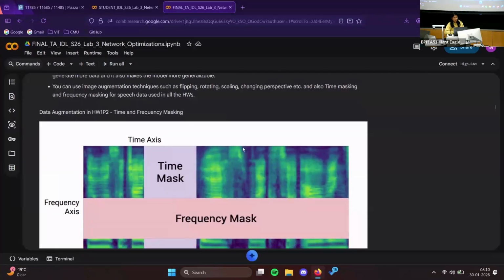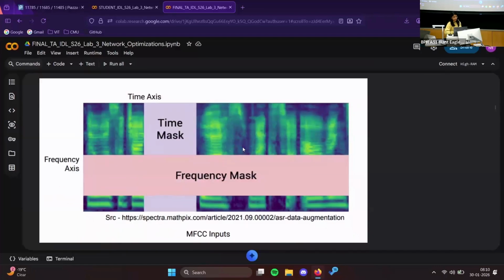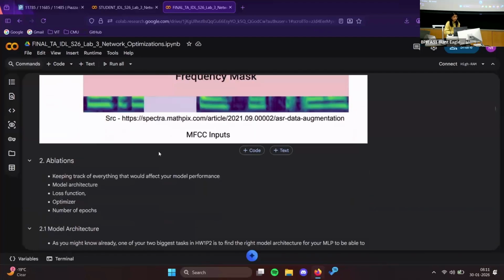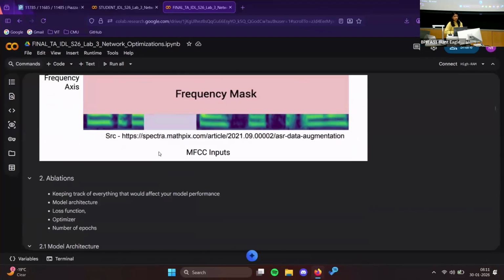Right. So in your homework 1 part 2, the data augmentation technique that you used is time and frequency masking. You had two parameters, the time mask parameter and the frequency mask parameter, which is depicted in the picture. It basically hides the data on one or both axes, so that our model is able to generalize better. It does not only memorize the training data. Right. So this was all about data manipulation. I hope it was clear.